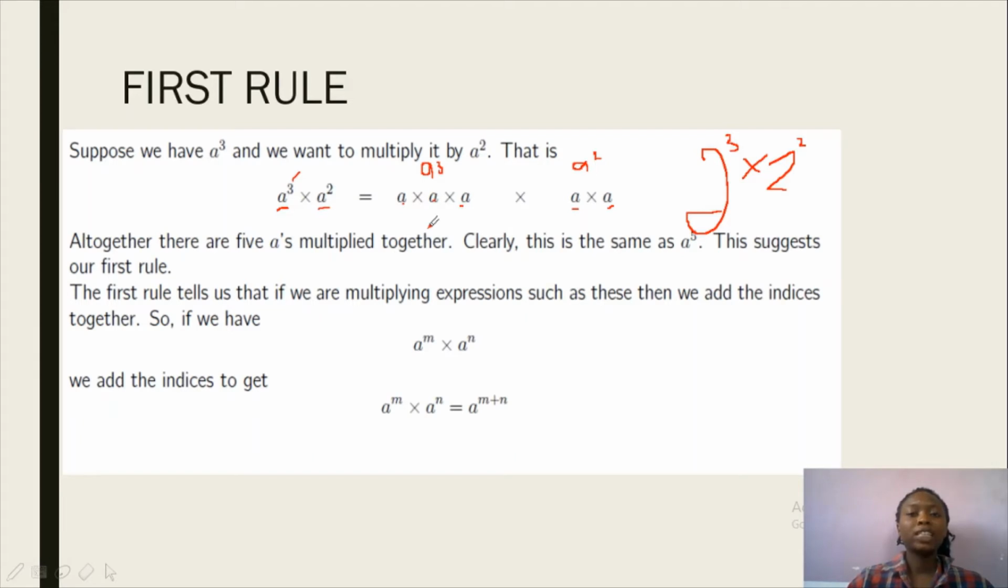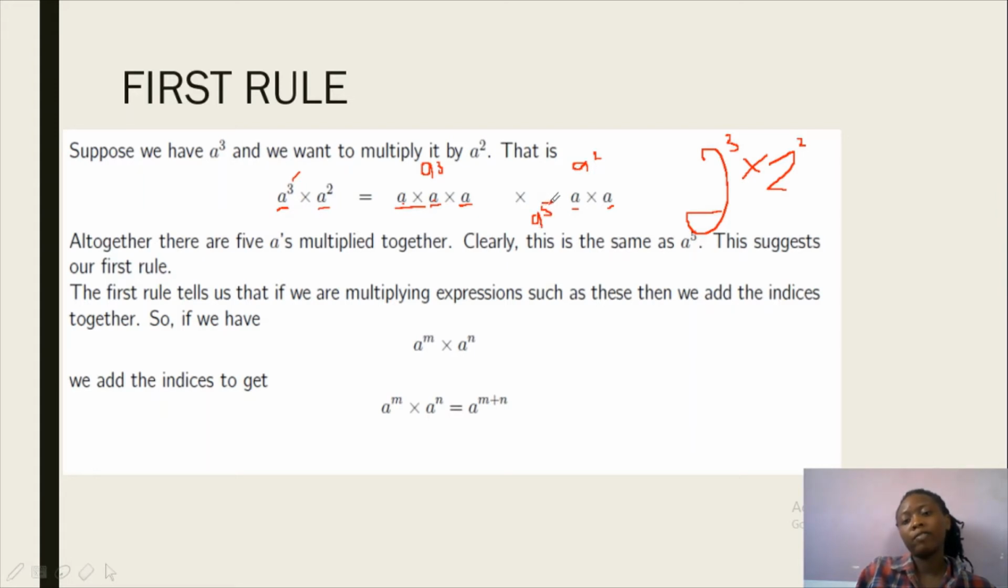We'll leave the answer like that. So if we have A raised to the power 3 times A raised to the power 2, this gives us A times A times A times A times A times A. So we can simply count. We have 1 A here, 1 A here, 1 A here. We want to count the number of A's we have. So that's 1, 2, 3, 4, 5. So our answer can be A raised to the power 5.